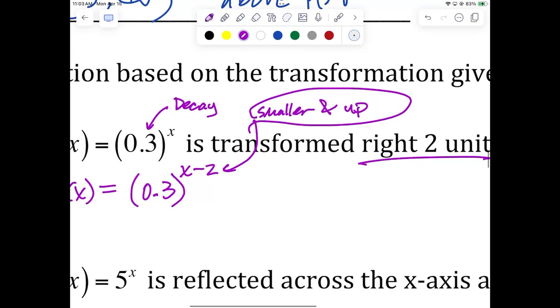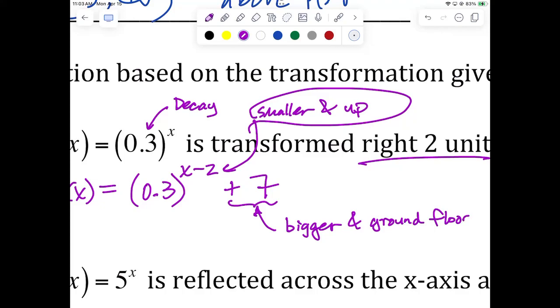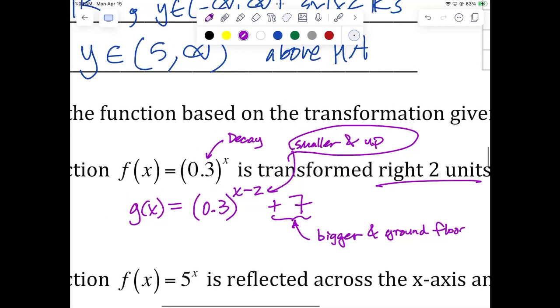And then the up 7 is going to be back on the ground floor, up 7, right? This is bigger on the ground floor. Bigger and on the ground floor. And there you go. Fantastic.